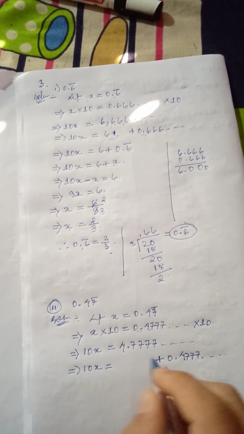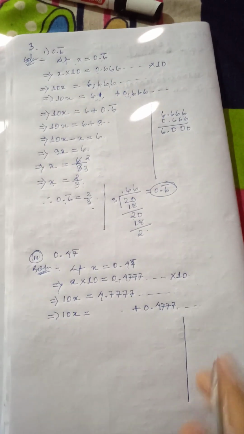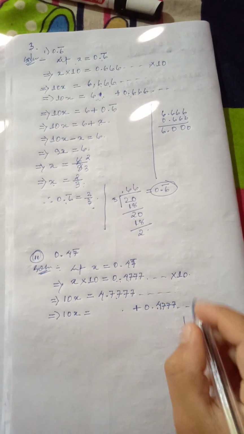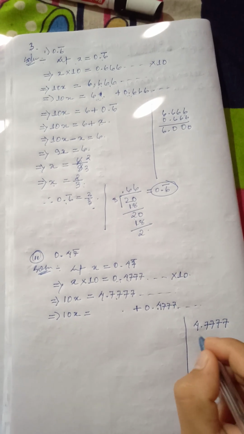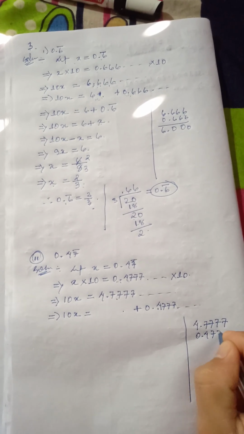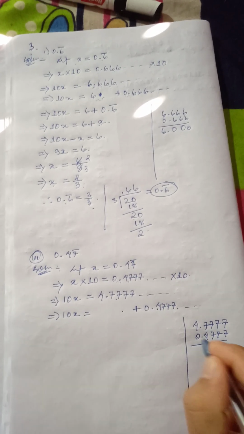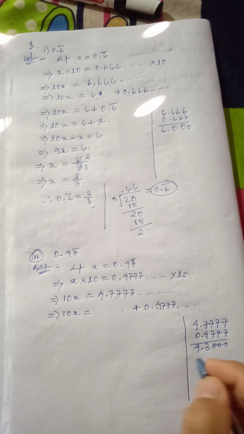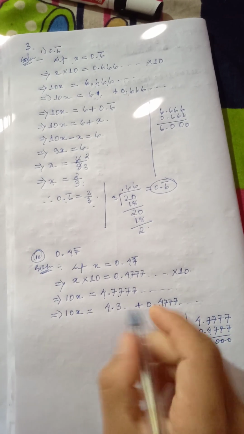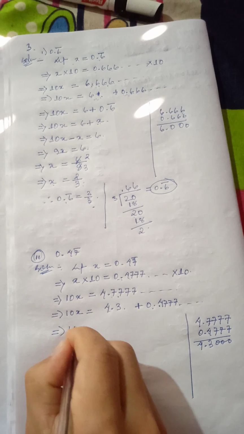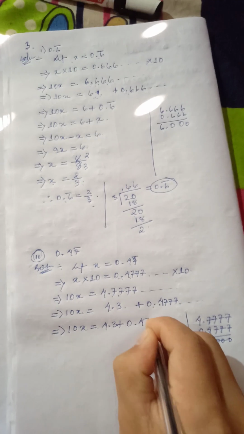So let us check what number we should place here. In order to do this, just subtract this number from this, 4.777. Okay, you have to subtract this number, 4777. So this will be 0 0, and 7 minus 4 will be 3, and 4, that means 4.3. So I have to place here 4.3. Okay, 4.3 plus this will give you this number. All right, and then 10x equal to 4.3 plus this one will be 0.47 bar.